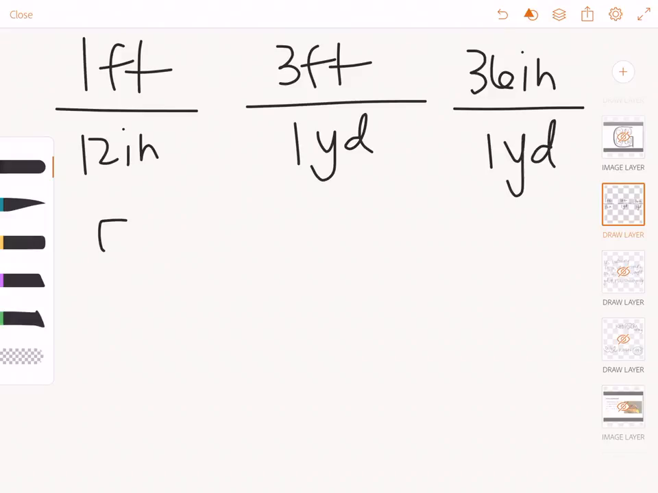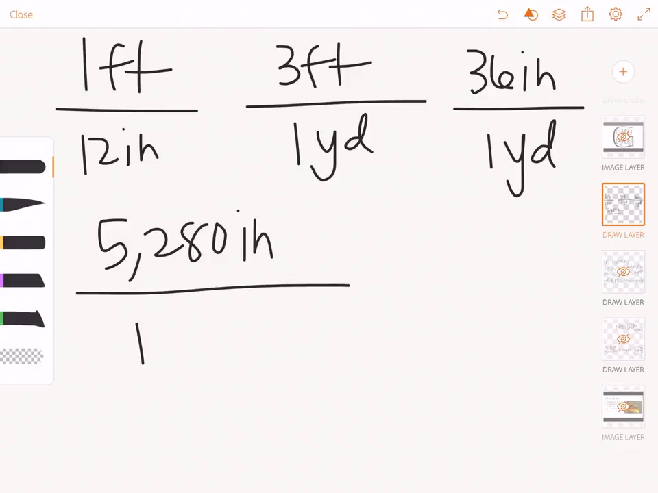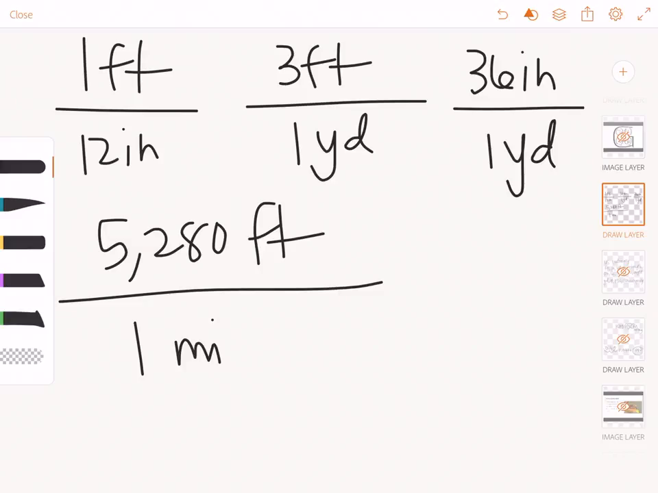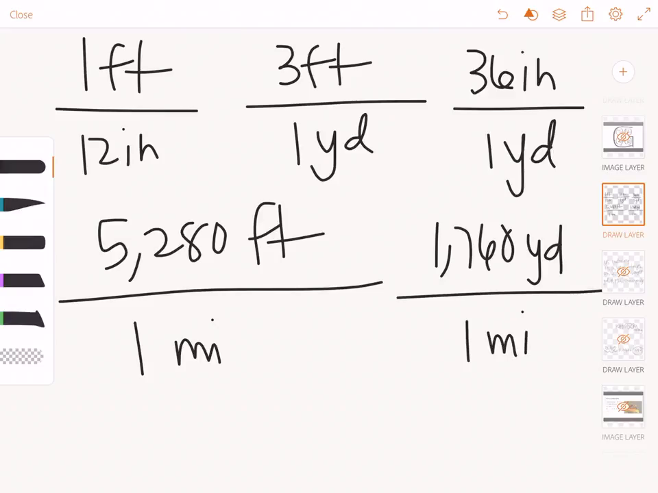Using that logic, we can say there's 36 inches in 1 yard. If anybody has this memorized, we have 5,280 feet in 1 mile. I don't have memorized how many inches are in a mile. We could multiply by 12, I guess, if I really want to. And just for kicks and giggles, we have 1,760 yards in 1 mile. So we have to memorize these, and hopefully for the most part we're familiar with these.